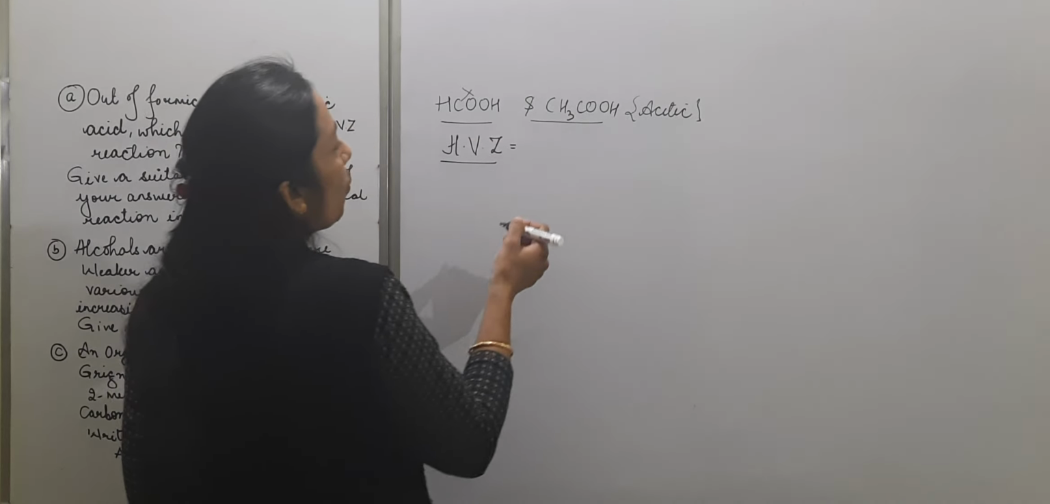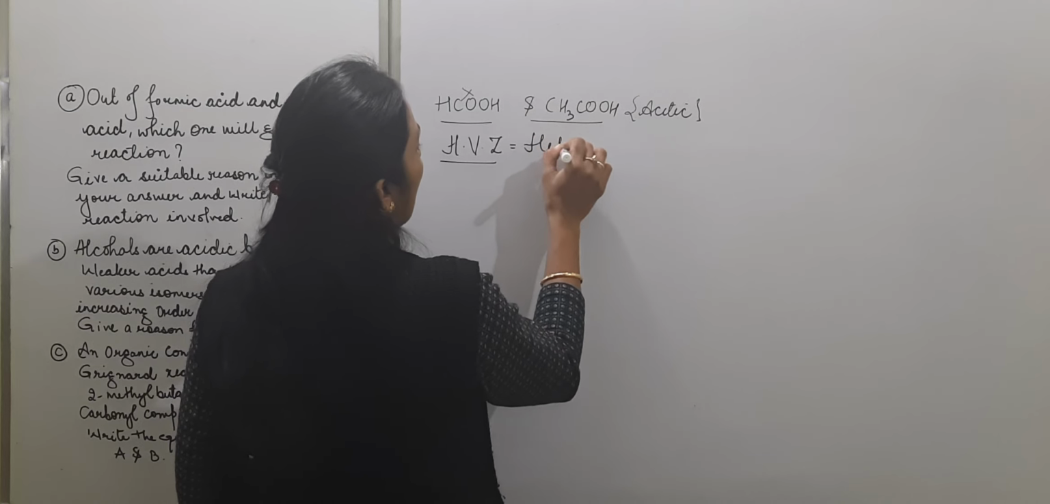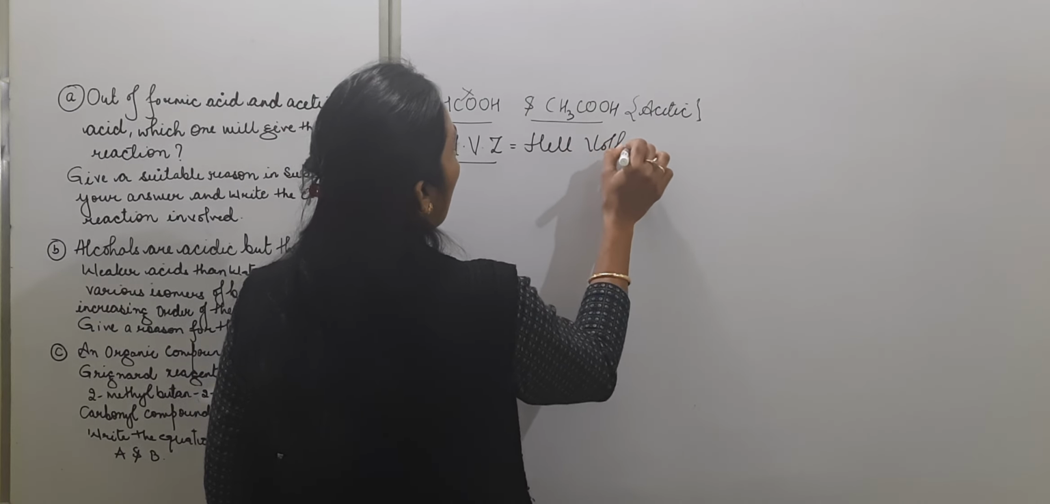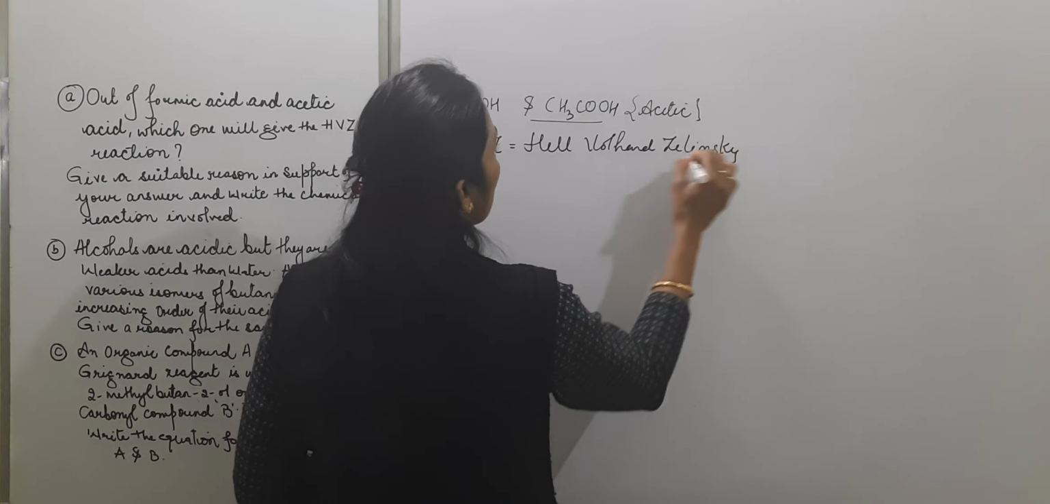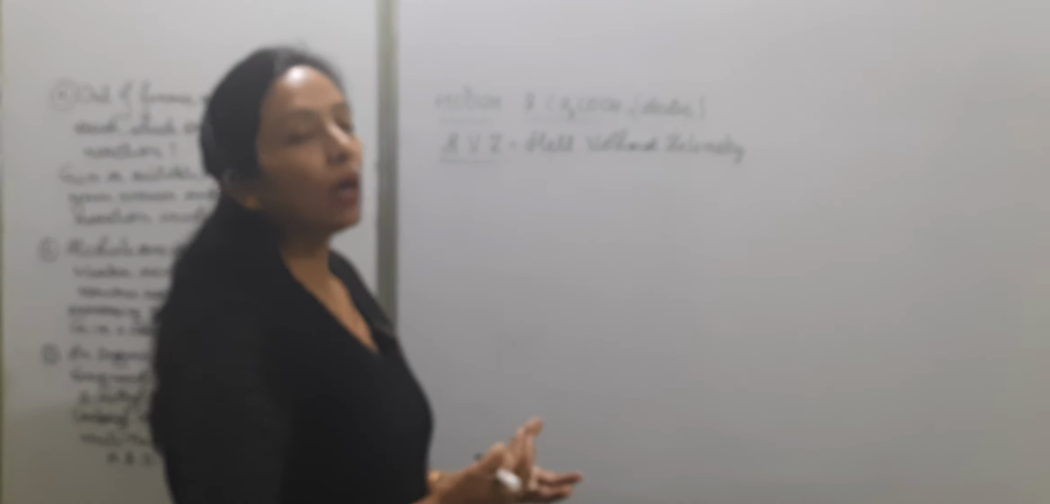form of this HVZ, that is Hell-Volhard-Zelinsky reaction, and this reaction is given by, or it is a chemical property of carboxylic acids, which is a subtopic from the unit, that is aldehyde, ketone and carboxylic acid, and this is the chemical reaction given by carboxylic acid.